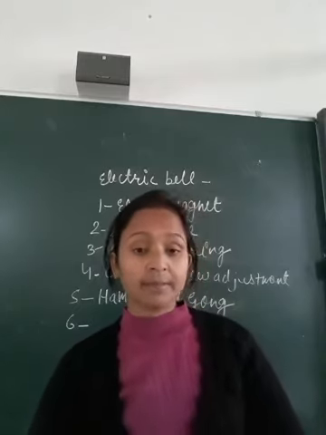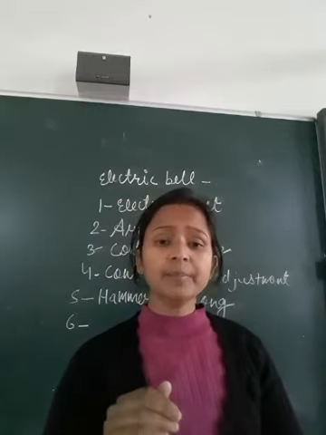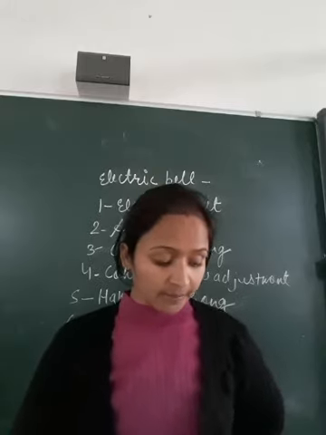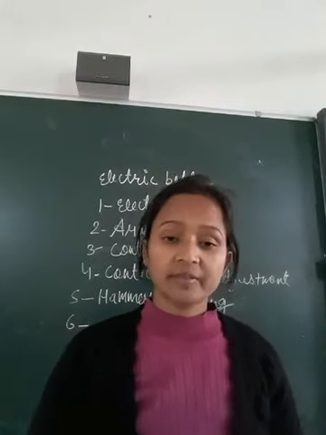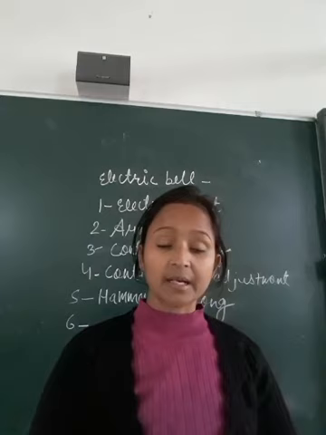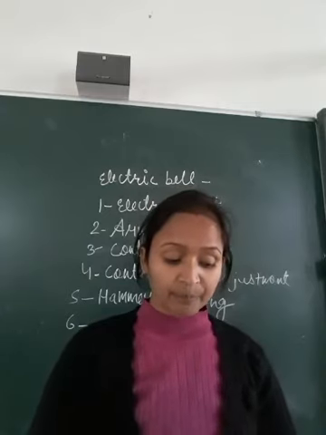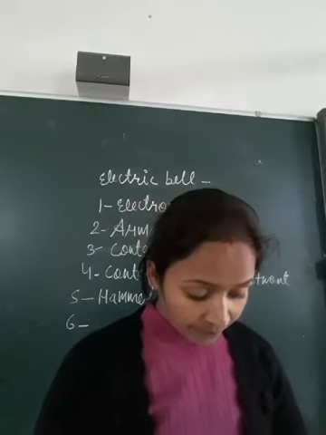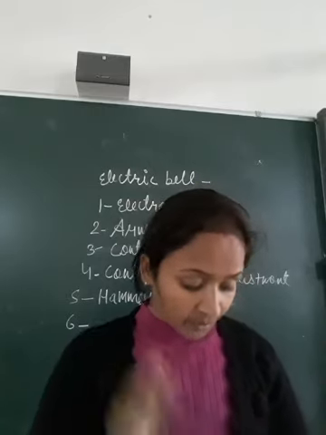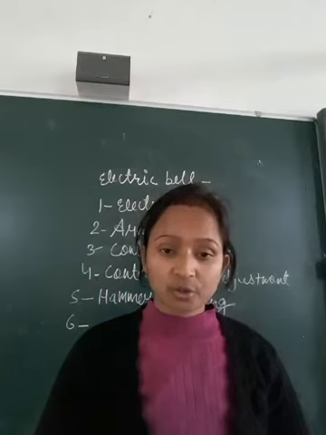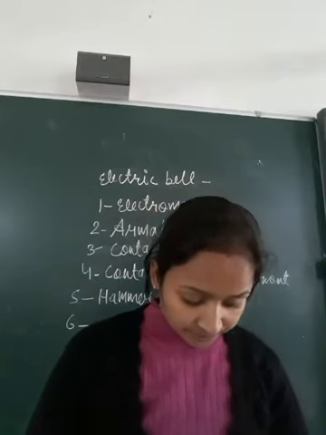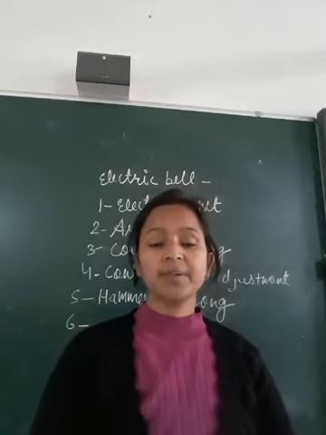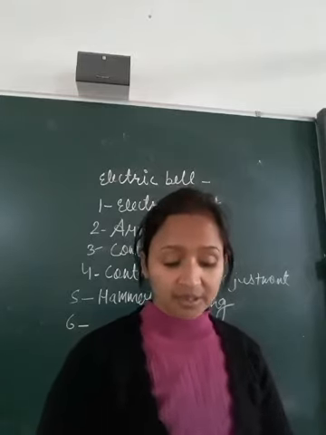So basically the electric bell is totally based on the electromagnet, and it consists of different parts, that is the electromagnet, armature, contact spring and screw adjustment, hammer and gong. And the electric bell diagram you will draw in your copy, and I will give you question answers in PDF form. You can write from there.